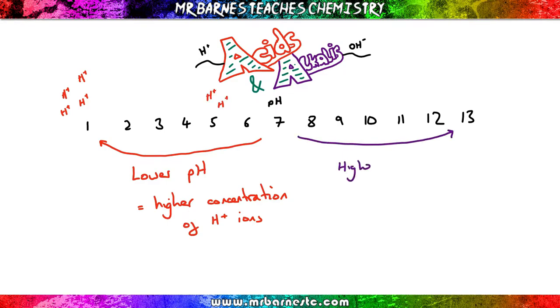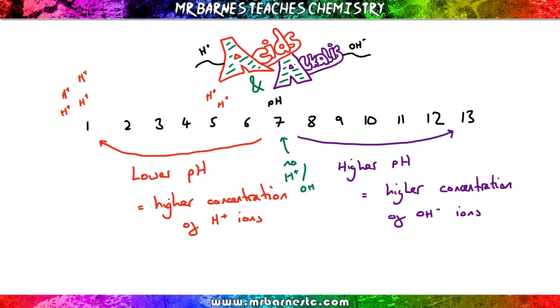As you go from 7 all the way up to 13, the higher the pH, the higher the concentration of your OH- ions. It's also important to remember at pH 7, there are no H+ ions, there are no OH- ions, it is just water, H2O.